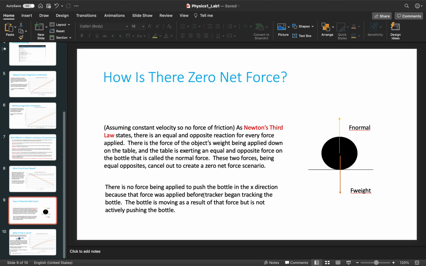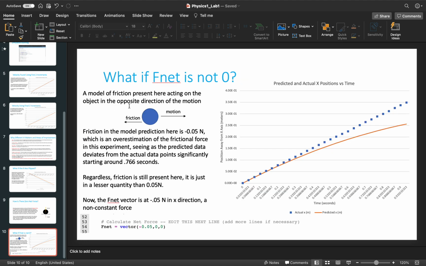There is no force being applied to push the bottle in the x direction because that force was applied before Tracker began tracking the bottle. The bottle is moving as a result of that force, but it is not actively pushing the bottle.